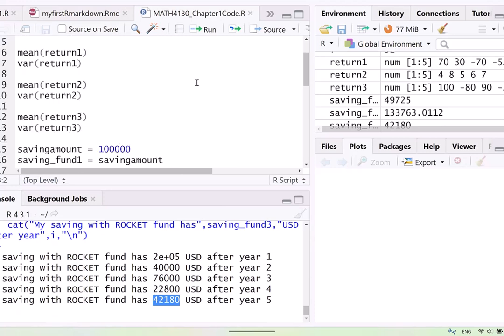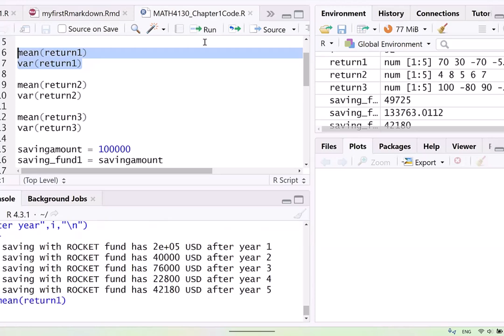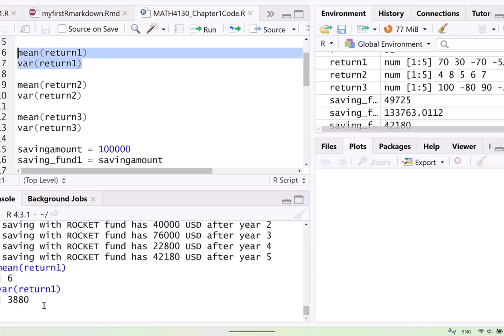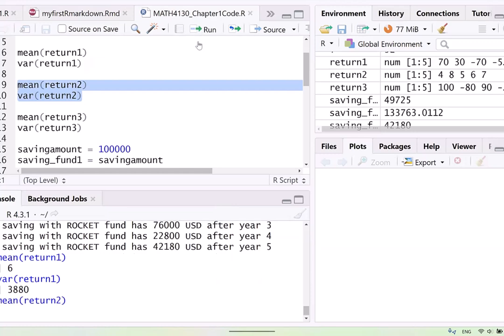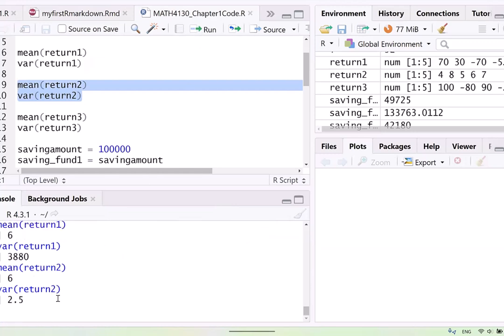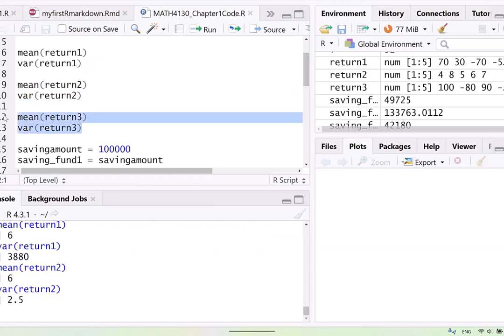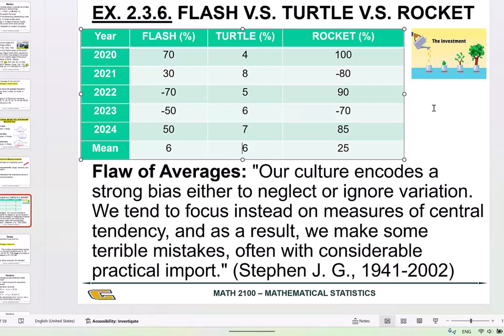What happened here is that if you look at the first one, the mean is 6, but the variance is about 3,880. The second one, the turtle, has very low variance. And look at the third one, which has a high mean of 25, but the variance is much higher than the other two. So basically, if you just look at the mean and make the decision, sometimes you put yourself in a very bad situation.